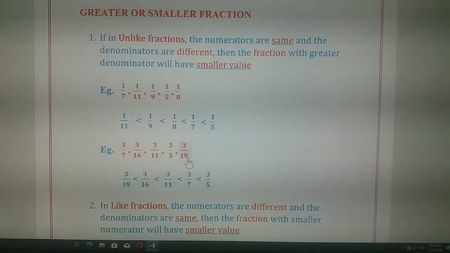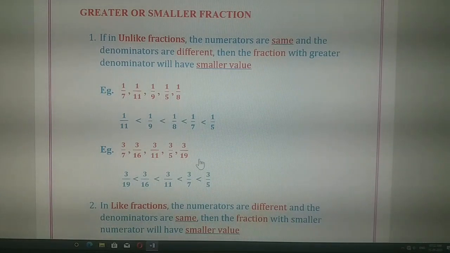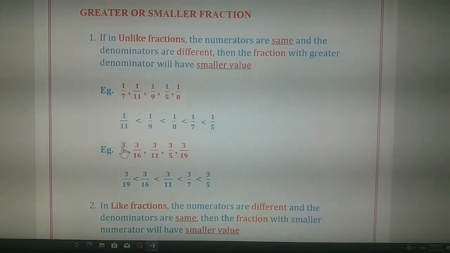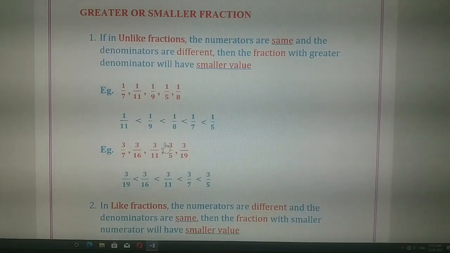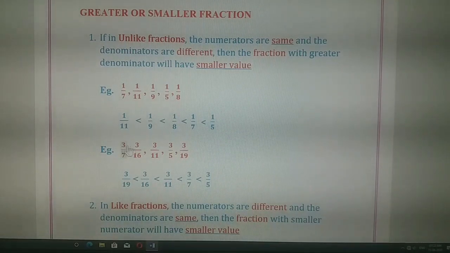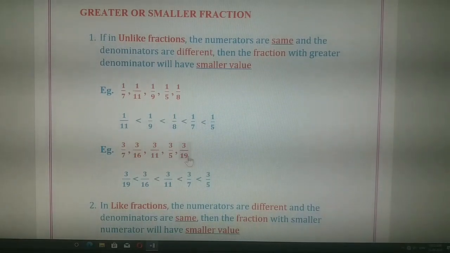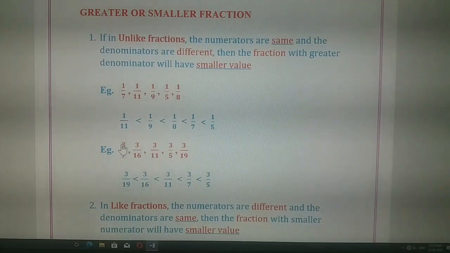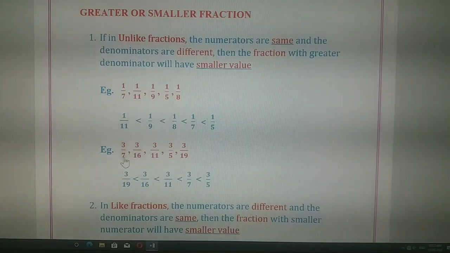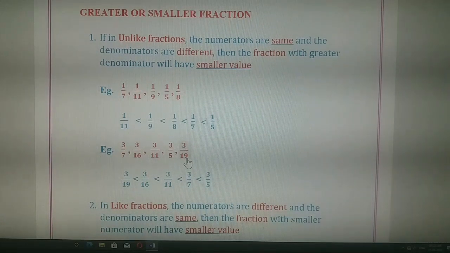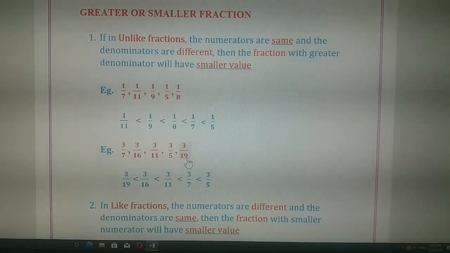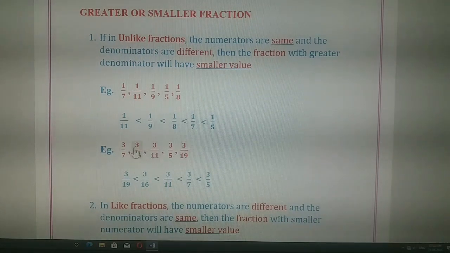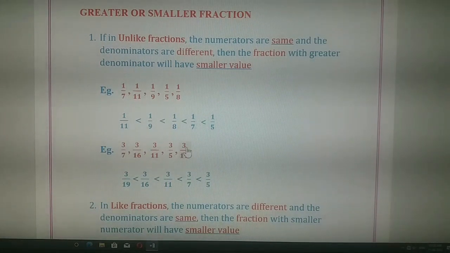Since the denominators are different, they are called unlike fractions. But their numerators may or may not be the same. In this particular case, the numerators are the same, but the denominators are different. So in an unlike fraction, if the numerators are the same and the denominators are different, then the fraction with greater denominator will have smaller value, and the fraction with smaller denominator will have greater value if the numerators are the same. Now here the numerator 3 is the same.